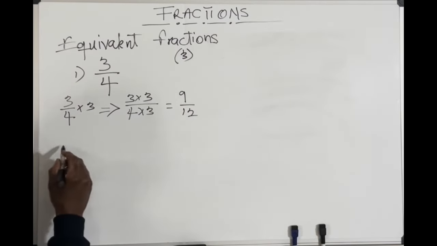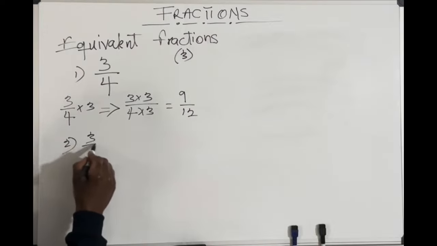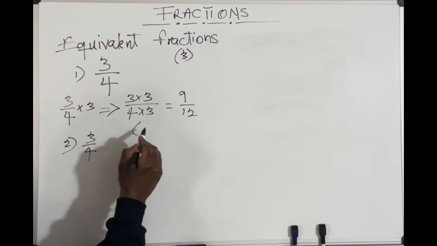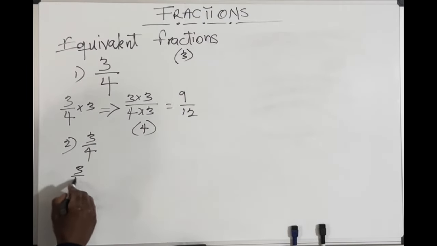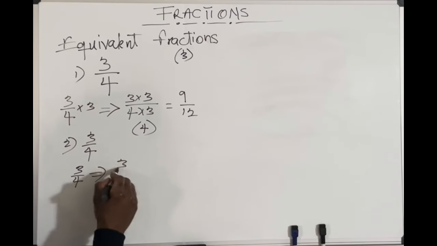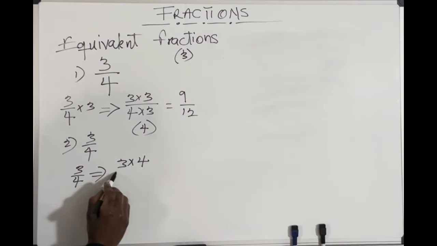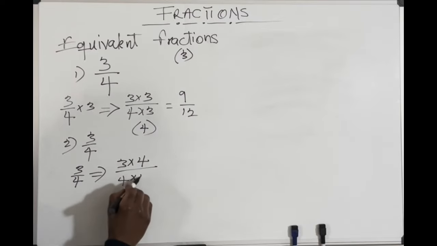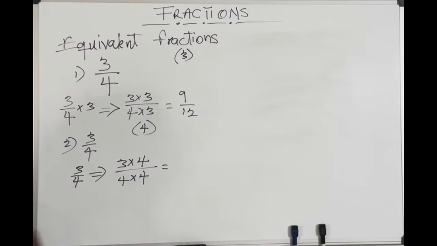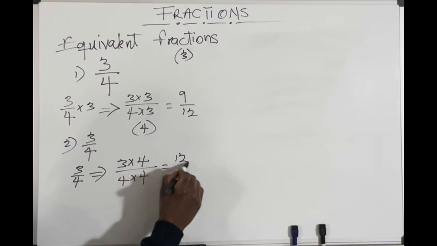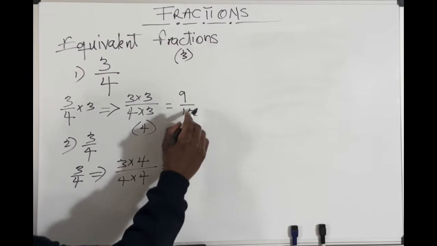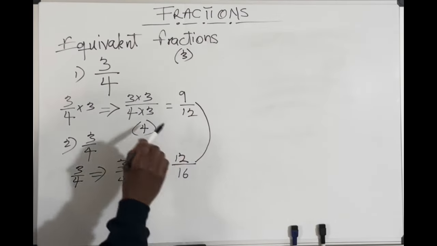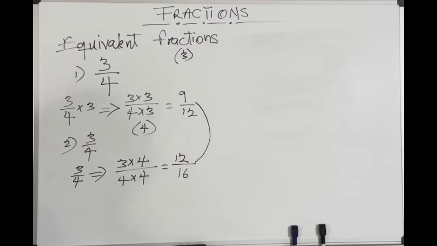But this time around, we are going to multiply the same 3/4 with this number 4. So 3/4. 3 times the 4. 4 times the 4. 3 times 4 is what? 12. Over 4 times 4 is what? 16. So I can show you that 9/12 is the same thing as 12/16. Okay, let me show you.